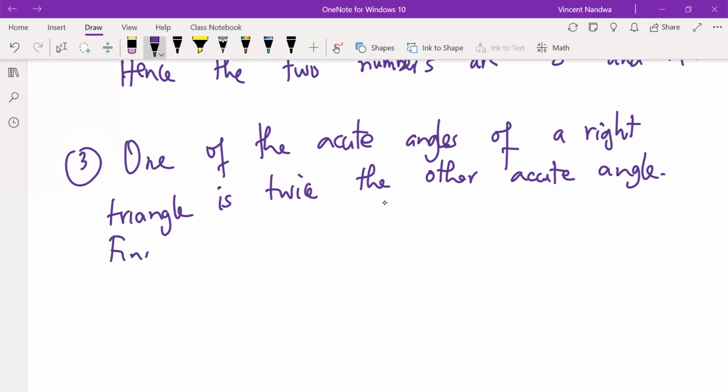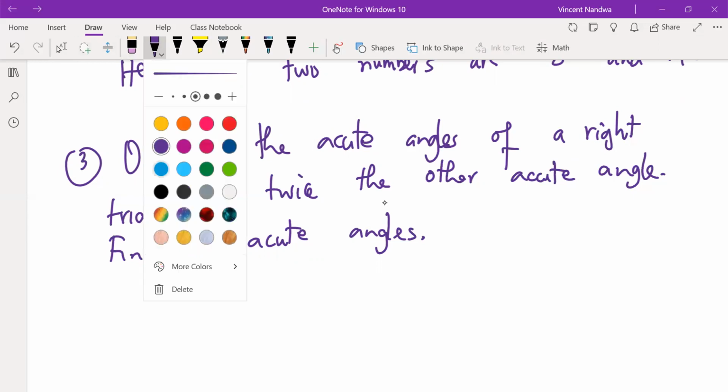Find the acute angles. Now, sometimes problems which involve geometric objects are also better done when you draw a sketch and actually try to put in the information from the problem. So let's sketch.